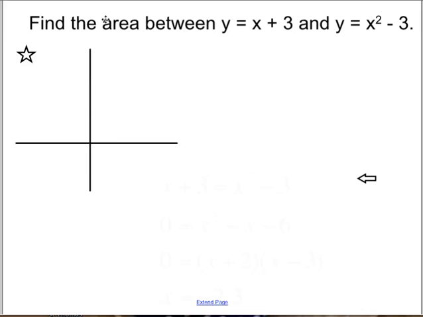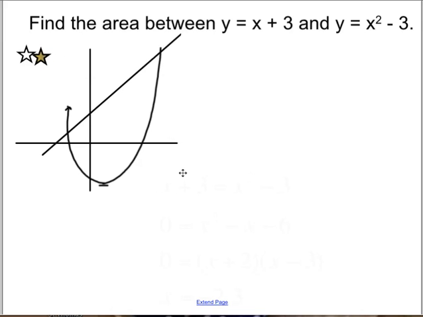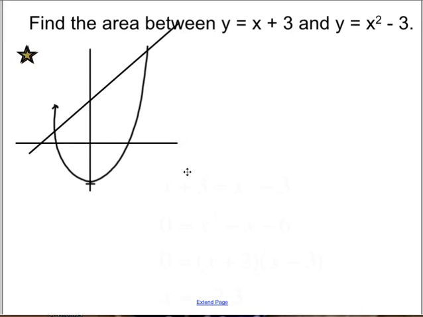If I asked you to find the area between two curves, such as y equals x plus 3 and y equals x squared minus 3, the first thing you might want to do is sketch the two functions. And when you do that, you have a linear function and a quadratic. And so we are going to calculate the area that is in between these two curves. And so in order to do that, we need to find the limits of integration, so find the low x value and the high x value of where they intersect for our limits of integration.